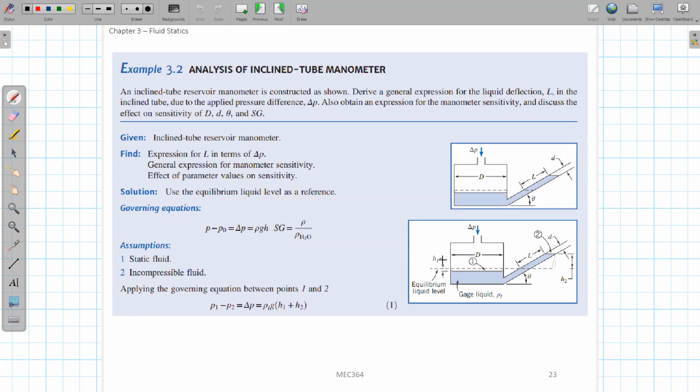To calculate this H1 value, we can base it on mass conservation. If the fluid inside the tank drops its depth level by H1, then the mass of fluid reduced from this tank will be equal to the mass increase inside the tube. So the mass of this gauge fluid in this L region should be equal to the mass of fluid dropped between these H1 depths.